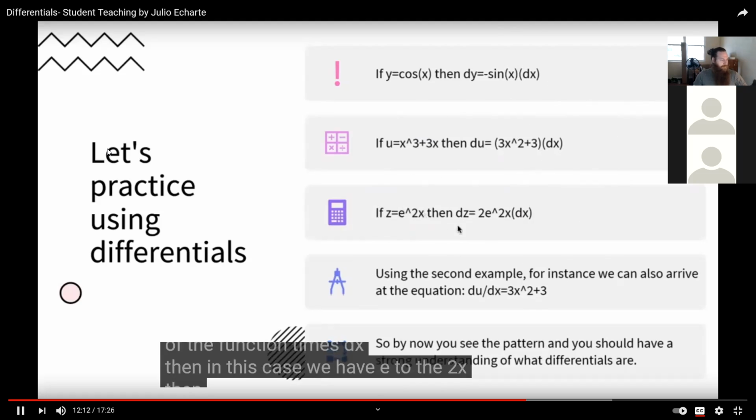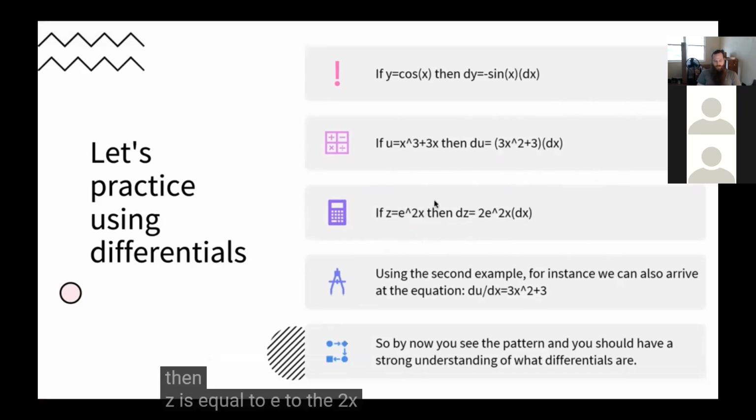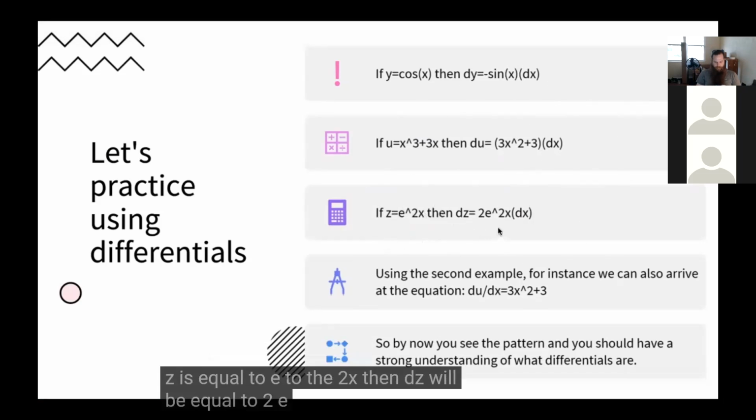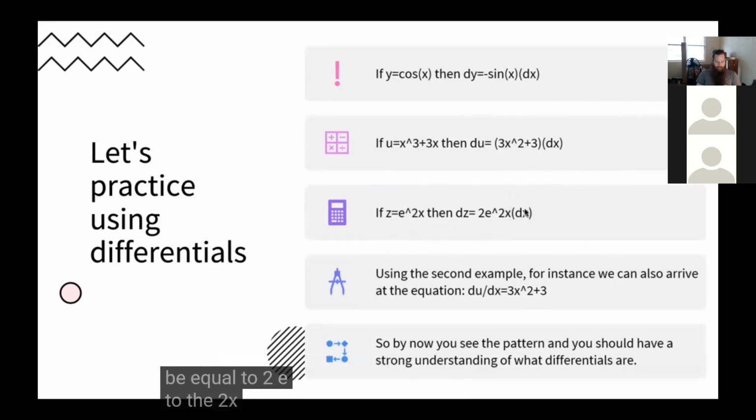If z is equal to e to the 2x, then dz will be equal to 2e to the 2x times dx.